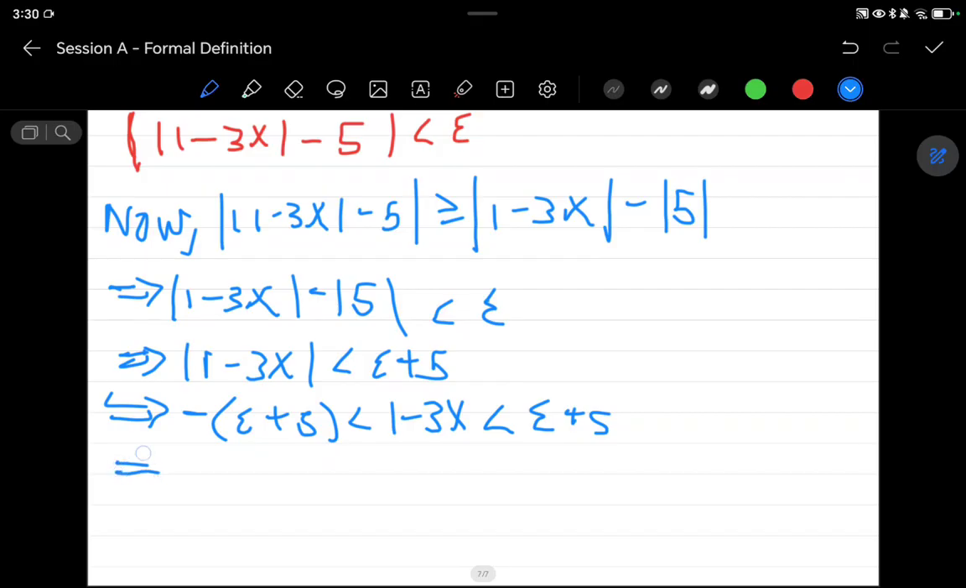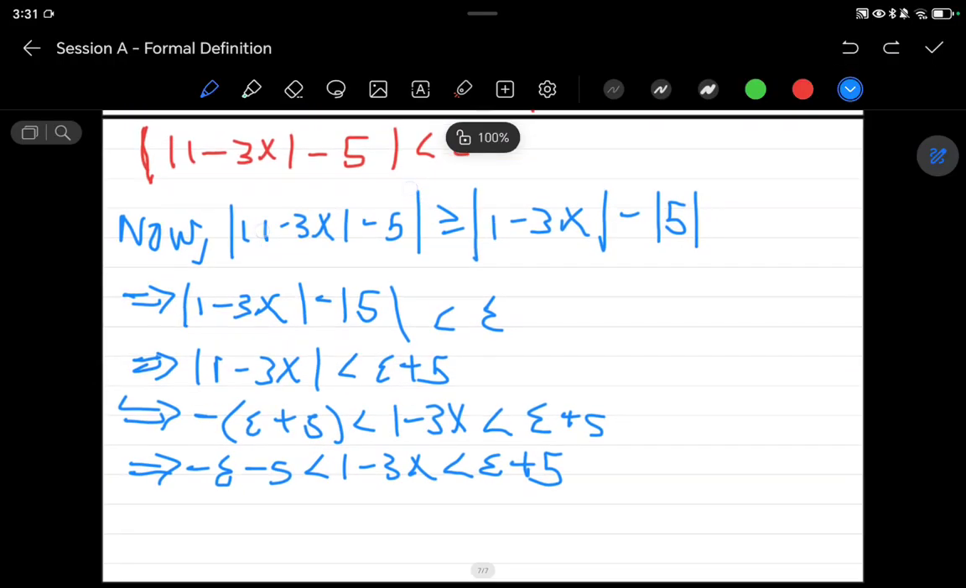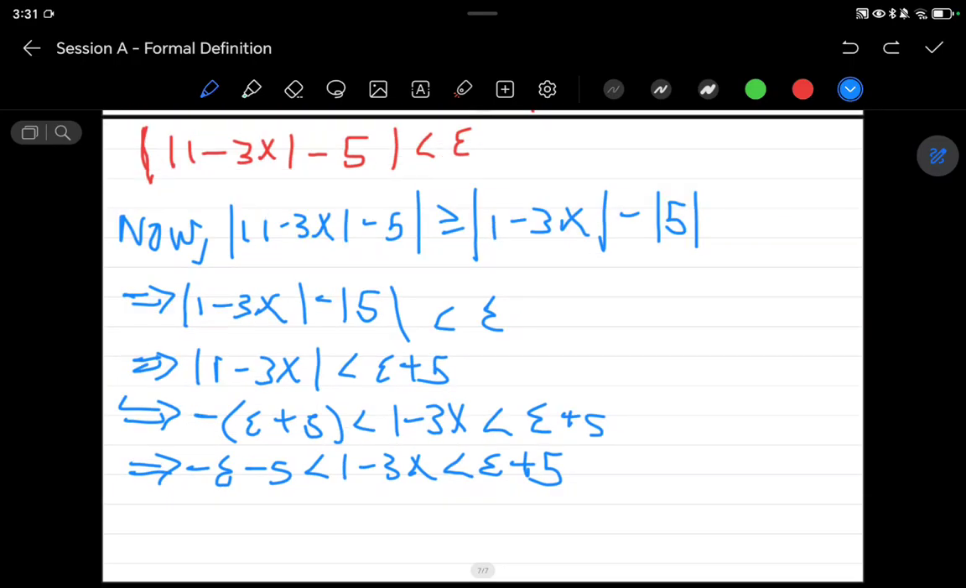Then this would imply that we have minus epsilon minus 5 less than 1 minus 3x less than epsilon plus 5. So the aim is to get here to x minus 2, so we can manipulate this to x minus 2. First, we can get rid of this one. We must subtract 1 both sides. We can have minus epsilon minus 6 less than minus 3x less than epsilon plus 4.